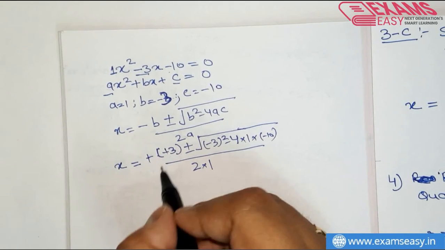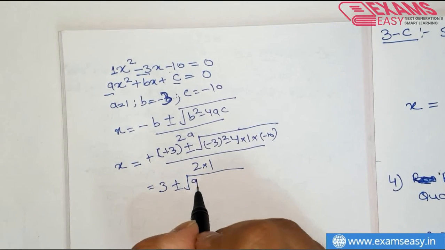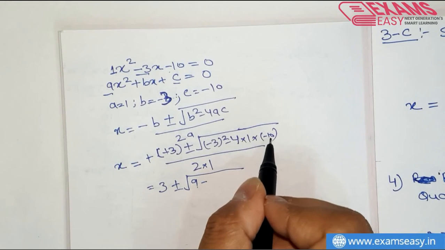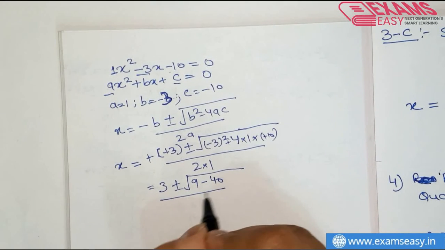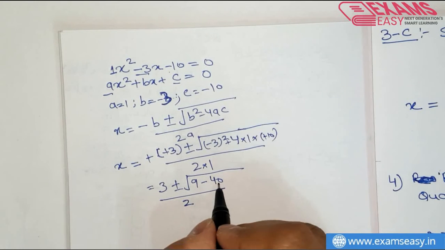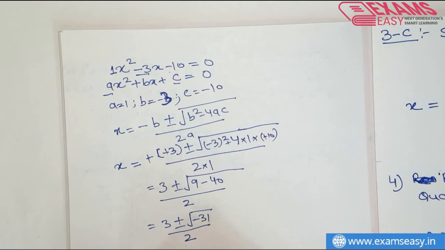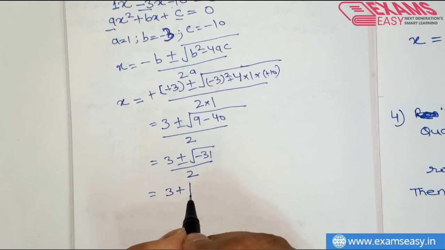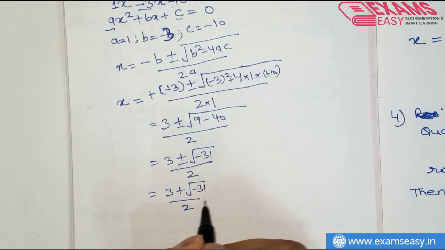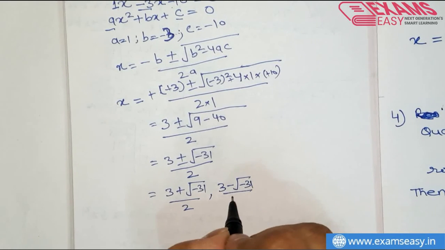So if we evaluate, the minus and minus get cancelled. So 3 plus minus under root 3 square is 9 minus 4 into 10, that is 40, and this minus and minus get cancelled, so 40 here and 2 here. If you solve this, then you get 3 plus minus under root minus 31 divided by 2. So this gives us two cases, one is plus and another is minus. We can separate it: 3 plus under root minus 31 by 2, this is one of the roots, and another is 3 minus under root minus 31 by 2, this is the second root.